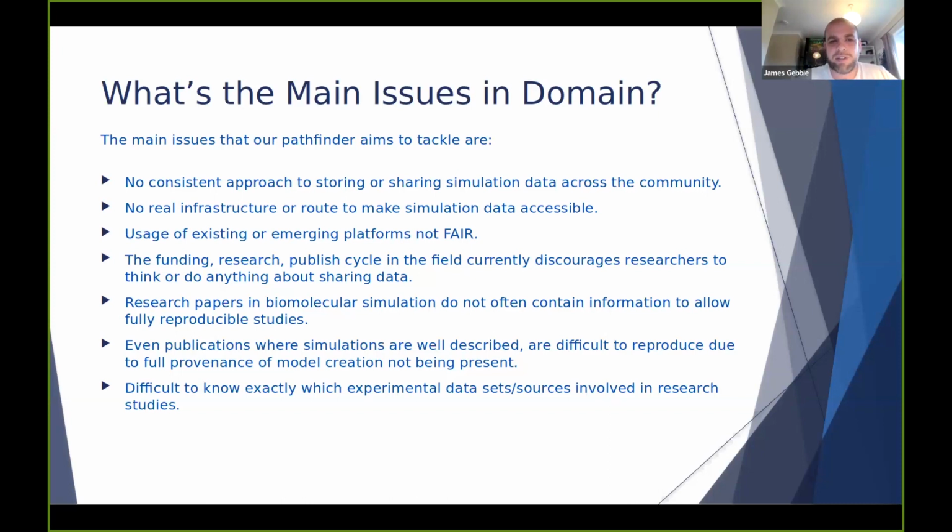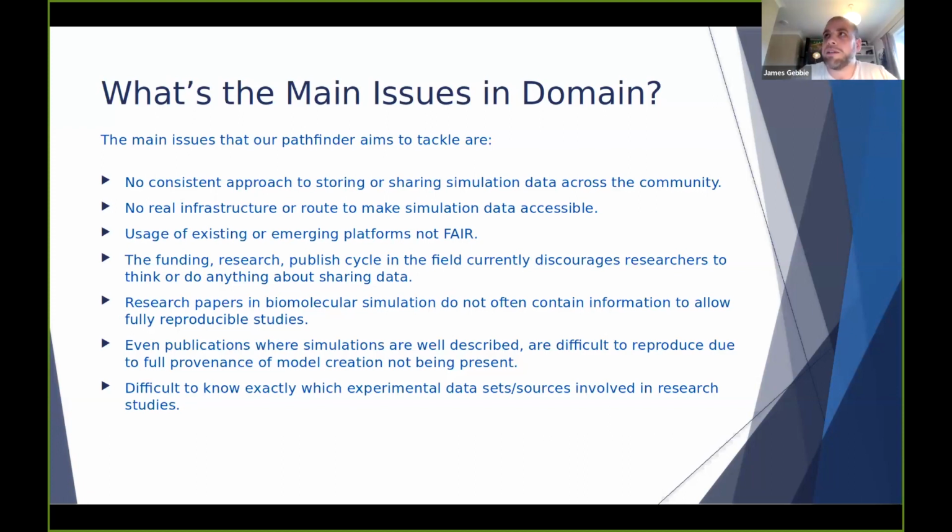There's no real infrastructure or route to make simulation data accessible. So again, it's a bit of a lottery whether you've got access to these things locally. There's nothing nationally really. Usage of existing or emerging platforms is not FAIR. So this, again, is about dealing with this. Findable, I mean, most of them will do F and A in FAIR actually, but the interoperability and reproducibility is the difficult part. It's a very big area that's actually quite difficult.